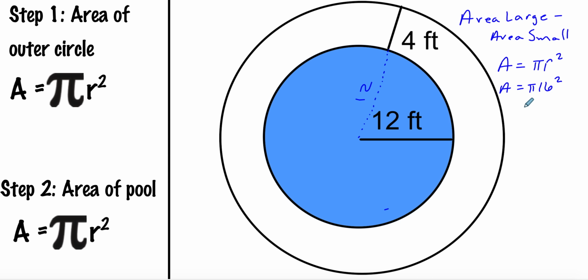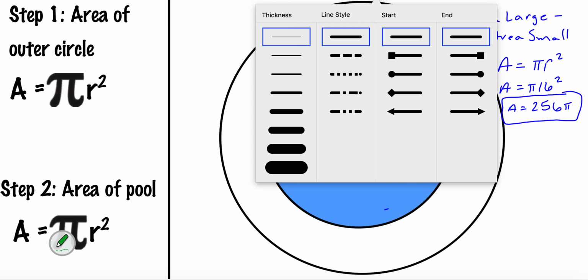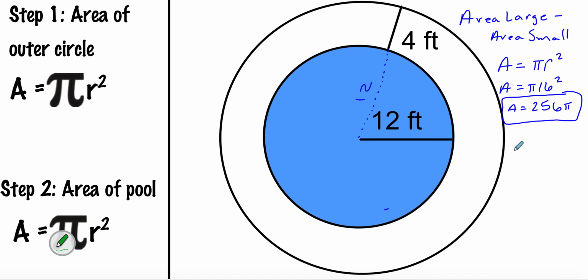All right. So area equals 256 pi on the large circle. Now what I need to do is find the area of the small circle. To find the area of the small circle, I'm going to take the same exact steps. I'm going to say area equals pi r squared. And then I need to say, well, on this little circle, the r is only 12. So it's going to be pi times 12 squared, which is 144 pi.